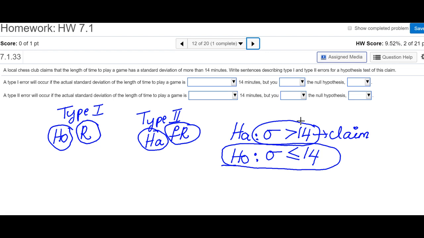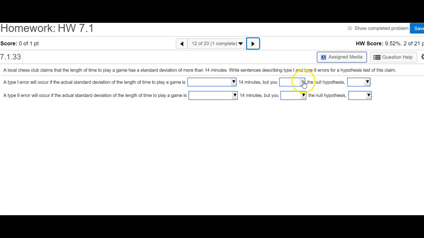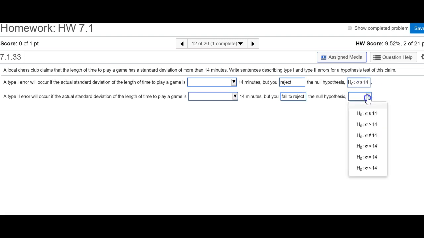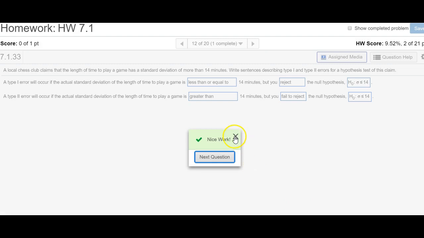So let's go ahead and do that. I have to erase this because it does not let me use two tools at once. So I know type 1 will have the word reject. Type 2 will have fail to reject. If you rewind and see, my null hypothesis is less than or equal to. That's exactly what my null hypothesis is, less than or equal to. Type 1 should have null hypothesis, which is less than or equal to. Type 2 should have alternative hypothesis, which is greater than. There you go.